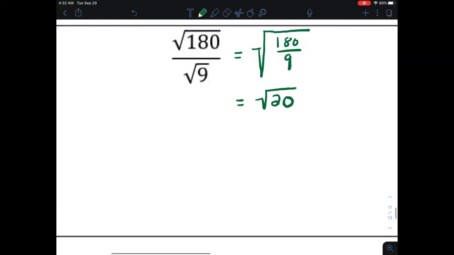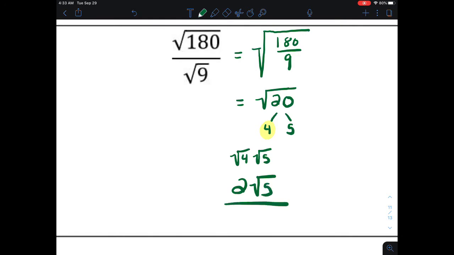Now I have a problem that's just like what we started this video on. I want to simplify the square root of 20. So 20 is the product of 4 times 5. 4 is my perfect square. So I'm going to write the square root of 20 as the square root of 4 times the square root of 5. The square root of 4 is 2. So my final answer here is 2 times the square root of 5.